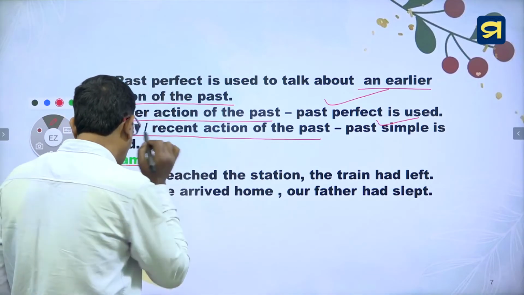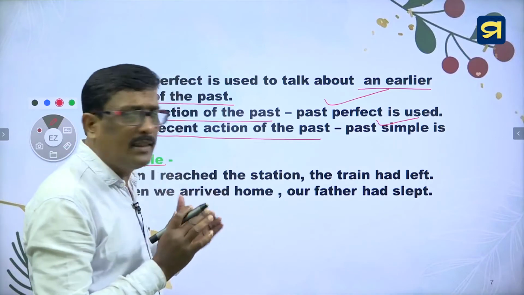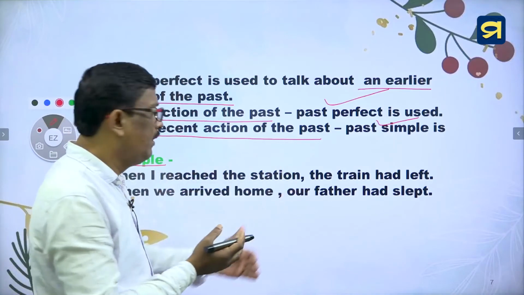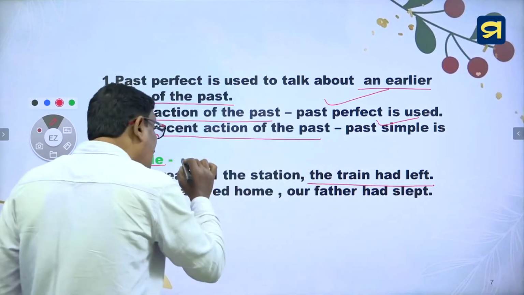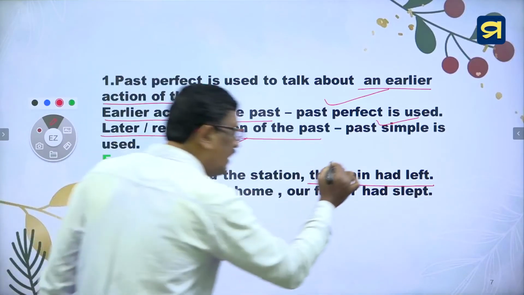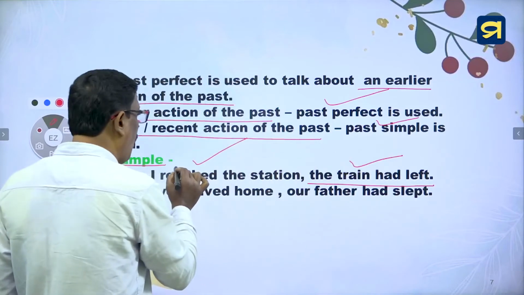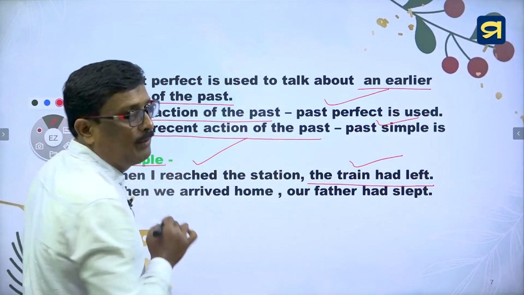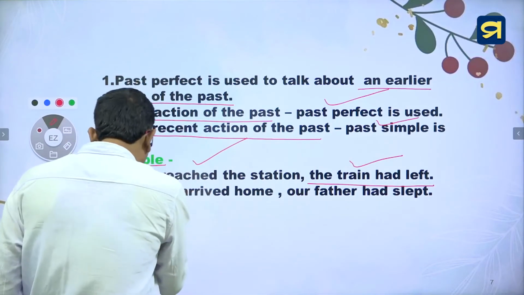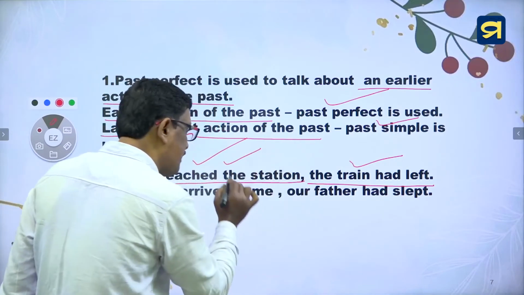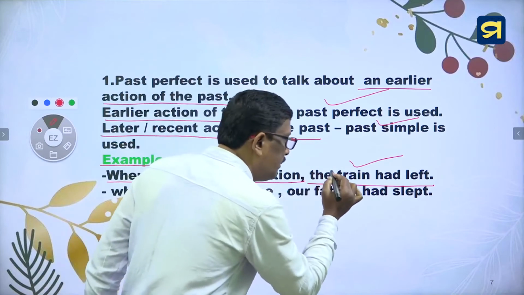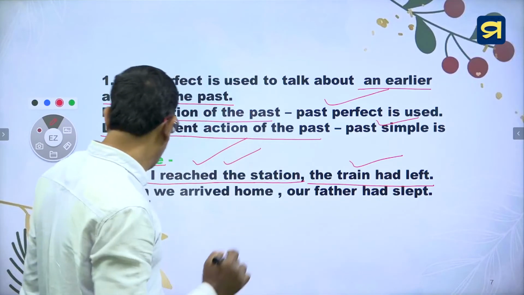Example: when I reached the station, the train had left. That means after the train had left, I reached the station. The train leaving is an earlier action. Reaching the station is the recent or later action of the past. That's why the subordinate clause is written in which tense? Past simple. But the main clause is written in past perfect tense.